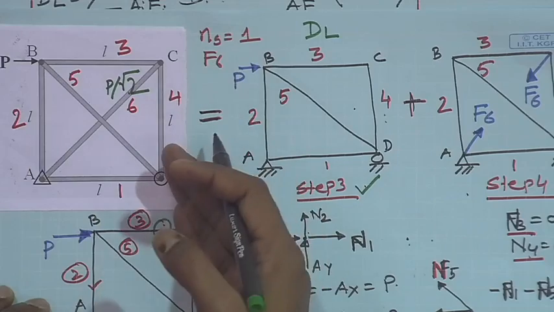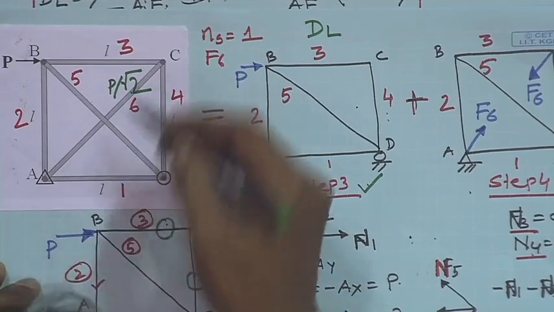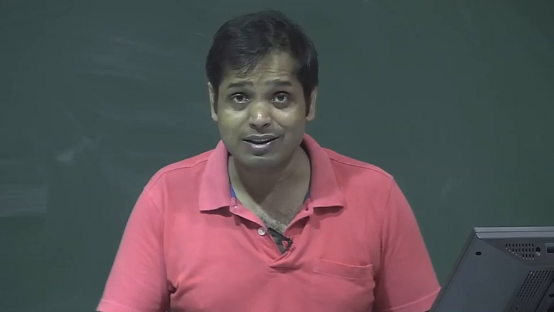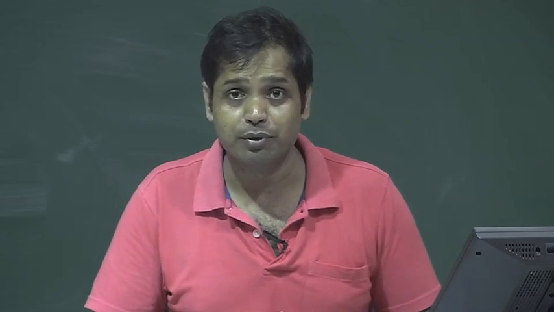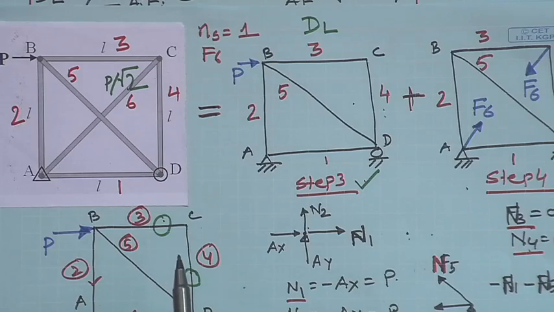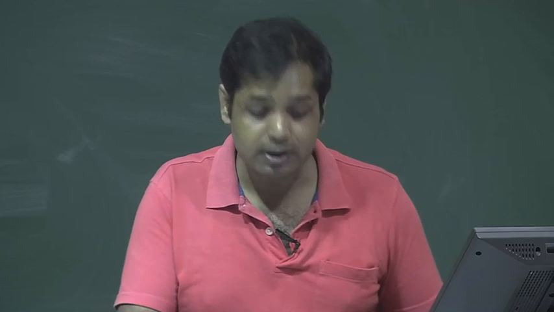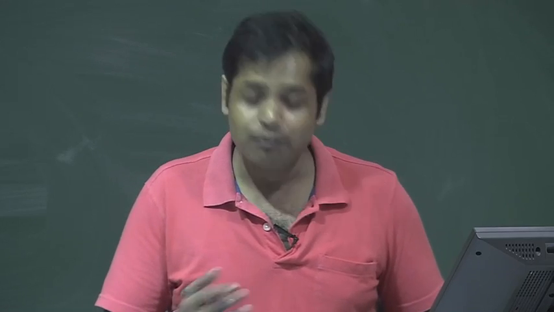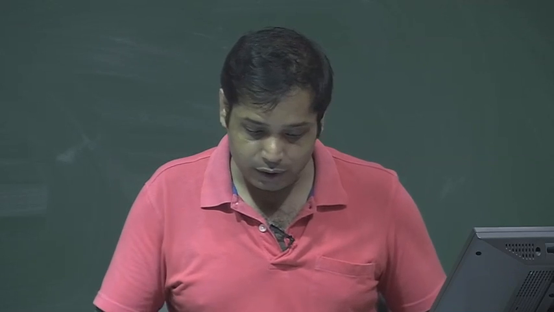We can see that the rest of the structure becomes determinate, and we can just apply equilibrium conditions. That was our last step, step 6: apply the equilibrium condition. Once the redundant forces are computed, apply the equilibrium condition to find the other unknowns. In this case, the other unknowns are forces in other members, and we know how to do that. You can use any method, method of joints or method of sections.